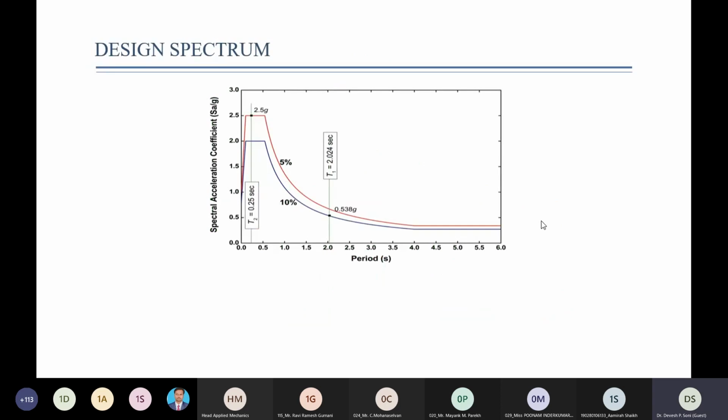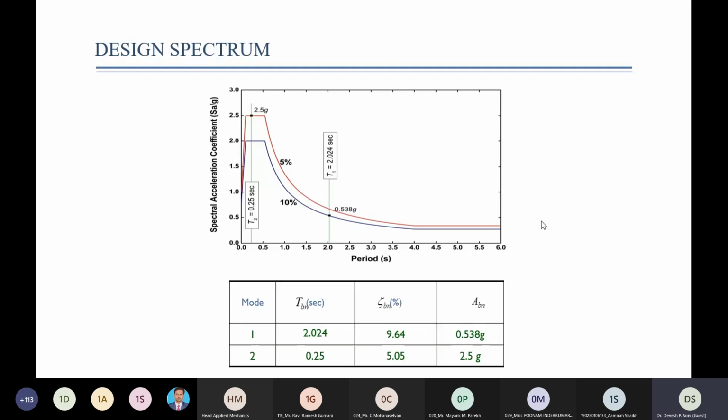Now, for the calculation of base shear and other response quantities, as you know, we use the IS code spectrum for response spectrum analysis. So T1 means the first mode time period, which was 2.024 seconds, and the second mode time period was 0.25 second. These two time periods we obtained by performing the eigenvalue analysis, which is shown in the previous slide.